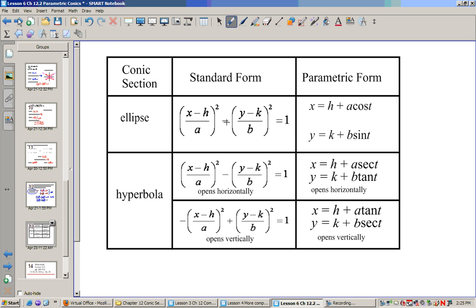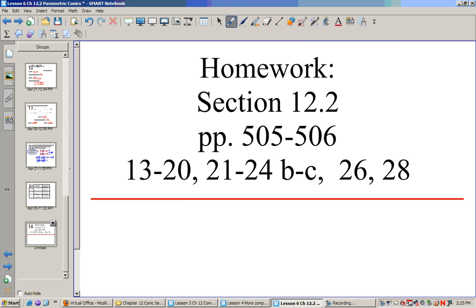Alright, here is a good way to organize it. If this helps, pause the video, write it down. If not, you can start on your homework. Good luck.